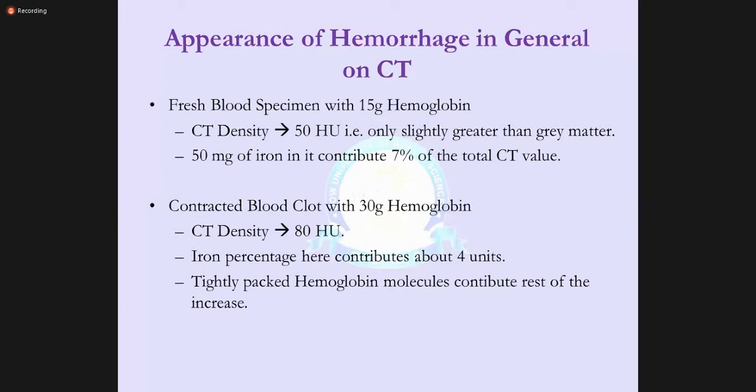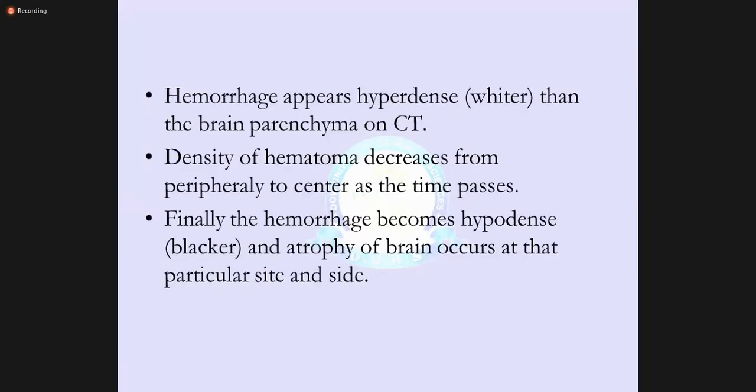This is the knowledge of physiology and anatomy, that if the patient is anemic, it might not give that bright look on CT. If he has normal hemoglobin concentration, then the blood appears dense on the CT scan. So, hemorrhage appears hyperdense compared to the brain parenchyma on CT. Density of hematoma decreases from periphery to center as time passes. Finally, the hemorrhage becomes hypodense and atrophy of the brain occurs at that particular site and side.